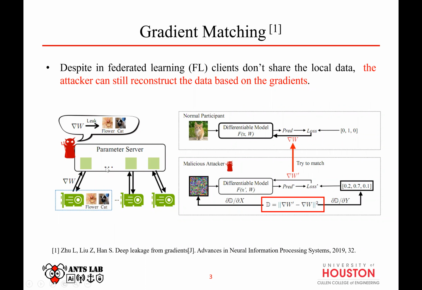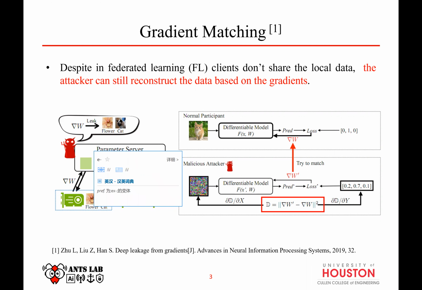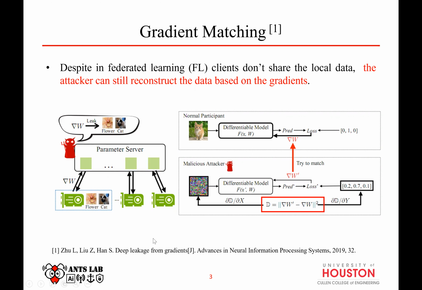Federated learning is a distributed learning manner where the client trains the local model and uploads the gradients only. The server aggregates the received gradients and updates the global model. The clients don't share the training data, but the attacker can use the gradient inversion attack to recover the training data based on the shared gradient.